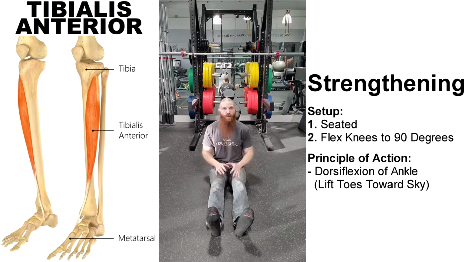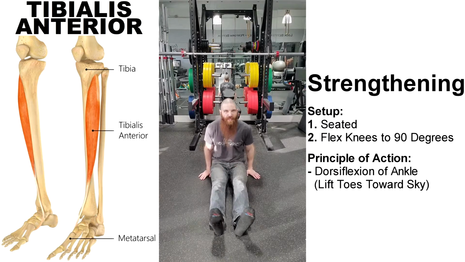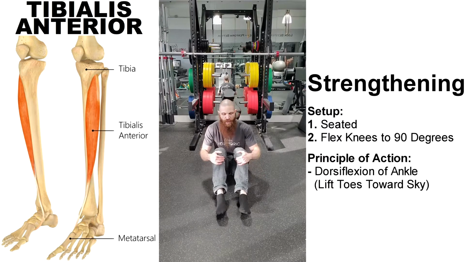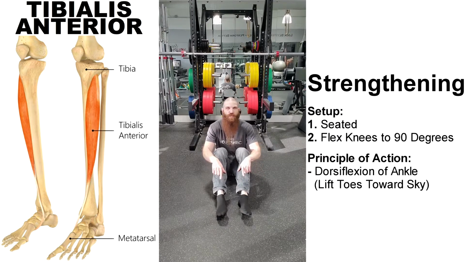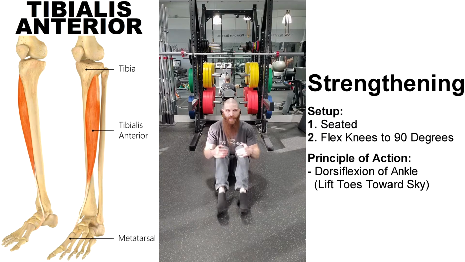For the strengthening exercise, we're going to be in a seated position, and we want to start by flexing our knees to 90 degrees. And the principle of action, what we want to do is go into as much dorsiflexion as possible by bringing the toes up toward the head. And this is the strengthening exercise for the anterior tibialis.